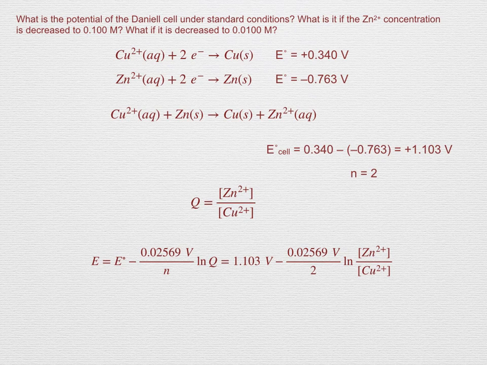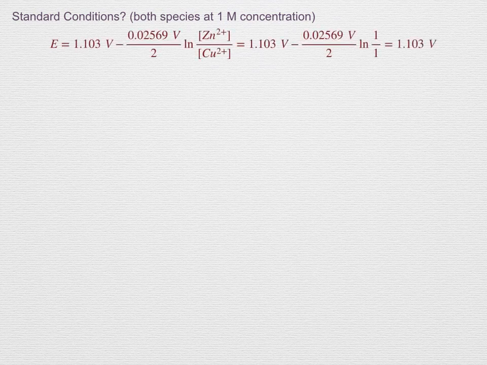First, what is the potential under standard conditions? Well, all solvated species are 1 molar, and we stick the number 1 in for both of them. 1 divided by 1 is 1, and the logarithm of 1 is 0. The cell potential is precisely the standard electrode potential of 1.103 volts. Now, presumably that would have been obvious to you, but it is nice to know that this equation correctly predicts that value.